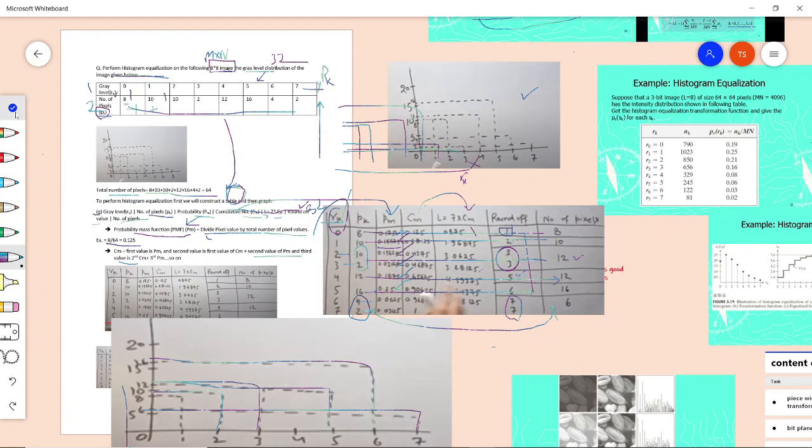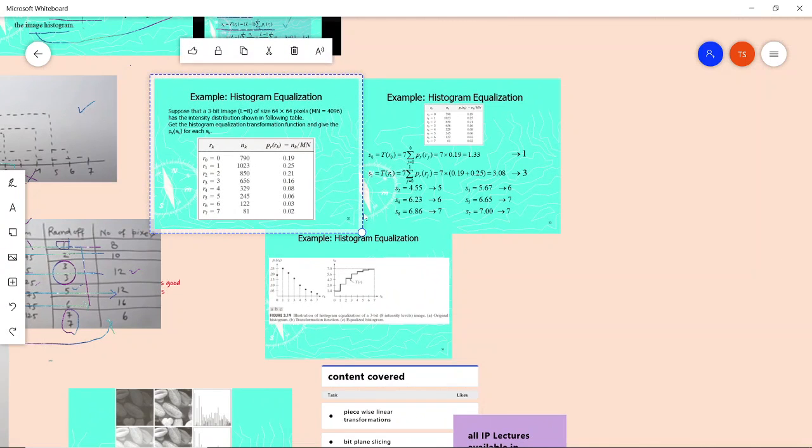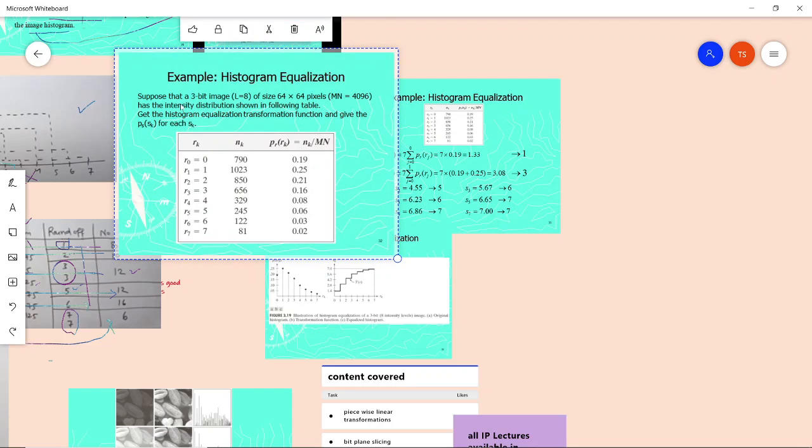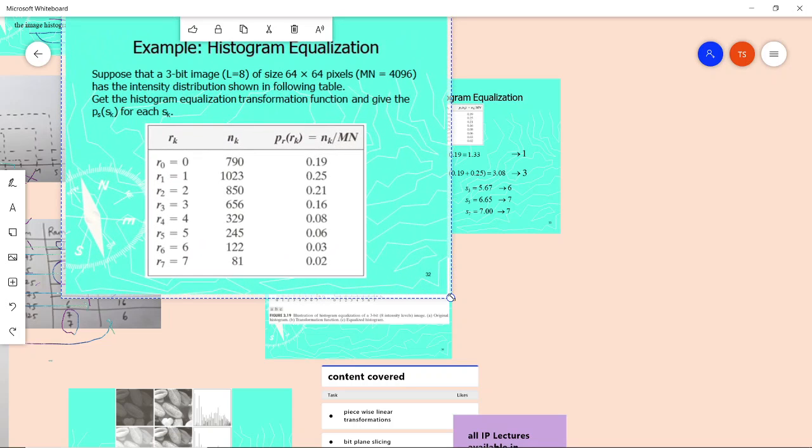I'll show you another example here. Suppose a 3-bit image. 3-bit means L is equal to 8, and the size is 64 by 64, meaning M by N, where N is 64. It has the intensity distribution shown in this table, with Rk and Nk given. Now get the histogram equalization transformation function for P of Sk and Sk.